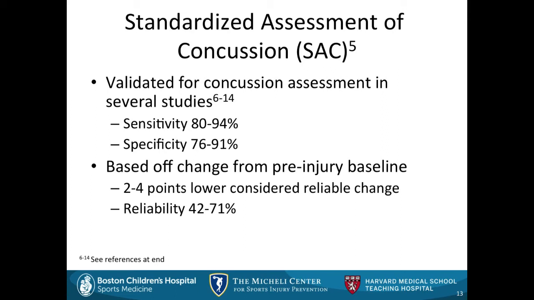That's the best way to view this because, again, it's not necessarily just a point in time, but how have they changed since this started? So if you're looking at a 2 to 4 point drop in the overall score being a significant one, then your reliability is somewhere between 42 and 71%. So if you're looking at that, maybe not the best, but I think something that you can follow on a regular basis that can be very helpful.